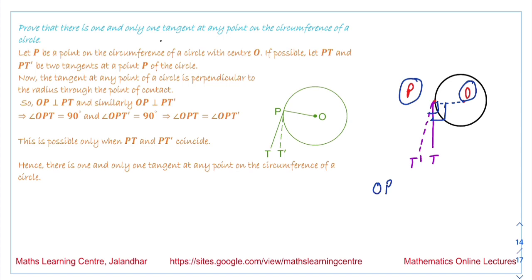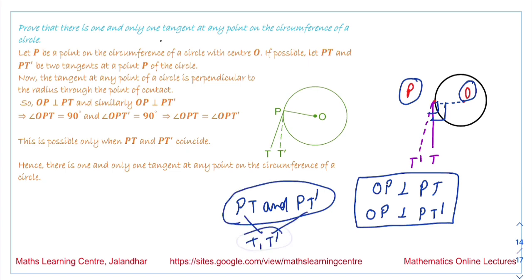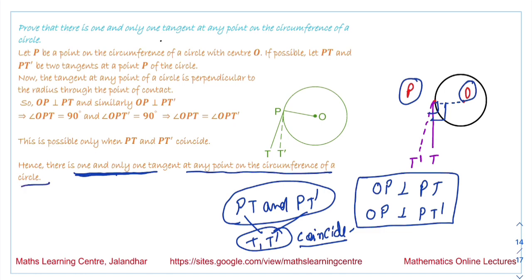It means OP is perpendicular to PT and OP is perpendicular to PT dash, and this is only possible when PT and PT dash are the same line, that is, the points T and T dash should coincide. And this is what we have to prove, that it is not possible to draw a second tangent, that is, there is one and only one tangent at any point on the circumference of a circle.